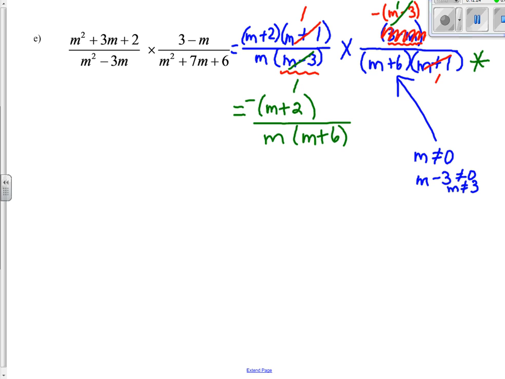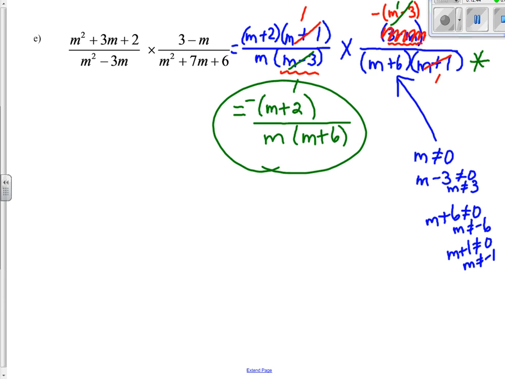From my second rational variable expression, I have m plus 6 cannot be 0. So m can't be negative 6. And m plus 1 cannot be 0. So m cannot be negative 1. If any one of those brackets were 0, we'd have a problem. So this is my final simplified form, and I need to state that m cannot be 0, 3, negative 6, or negative 1.